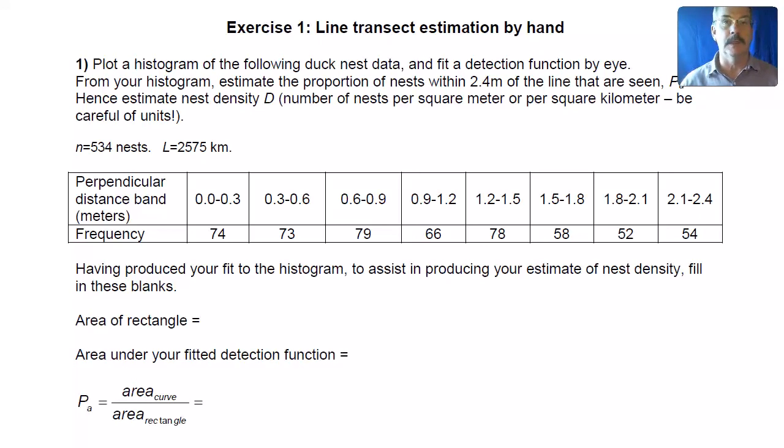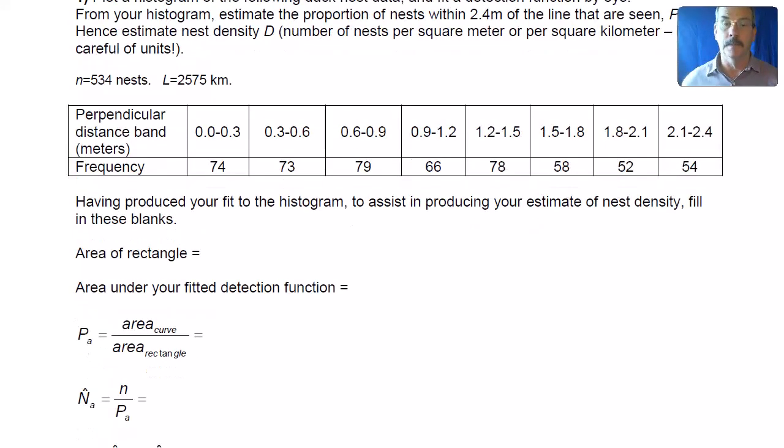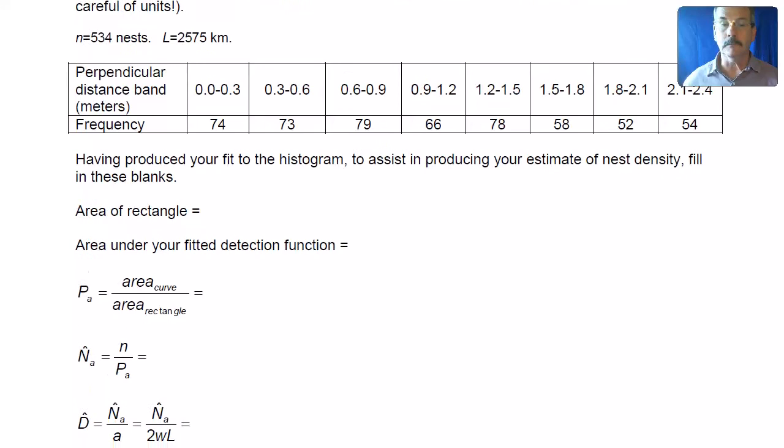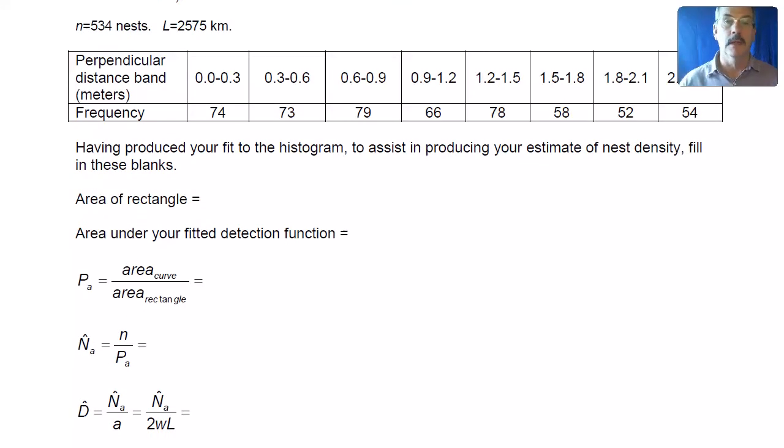The next step in the calculation of duck nest density is to use that P sub A to produce a number of nests in the area covered by the survey. You can then transform that abundance of duck nests into a density of duck nests. And that's what we want you to calculate now. Good luck.